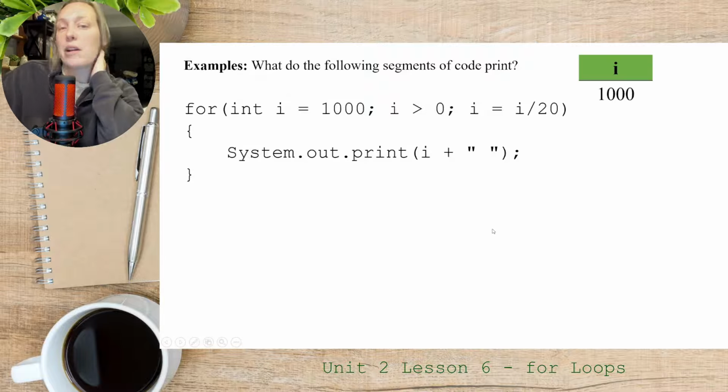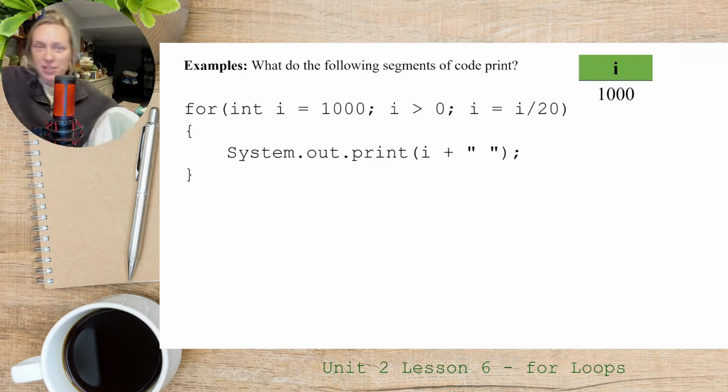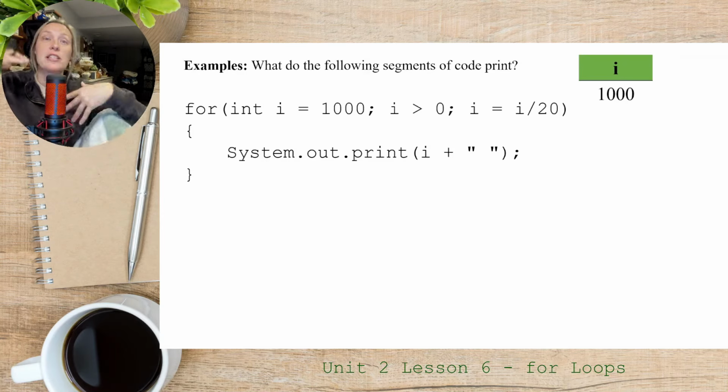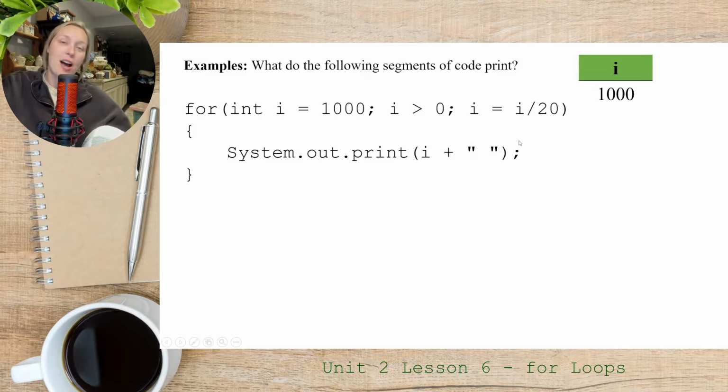I starts off at 1,000, and we're going to go till I is greater than 0. As long as I is greater than 0, we're going to go. But look at the update. The update is I gets divided by 20 and becomes the new I. So let's see what gets printed off and how many times this is going to run.